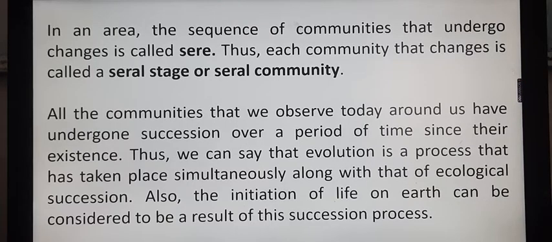In the process of succession, the species and the environment keep on changing till the final or climax environment and the climax community is established on a place. So all the communities that we observe today around us have undergone succession over a period of time since their existence. Thus, we can say that evolution is a process that has taken place simultaneously along with ecological succession. Also, the initiation of life on earth can be considered to be a result of this succession process.